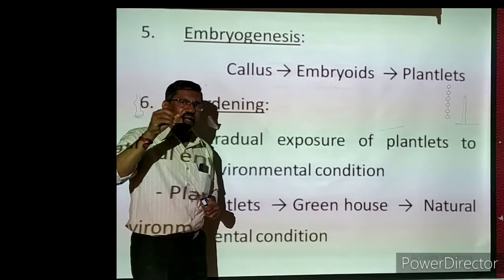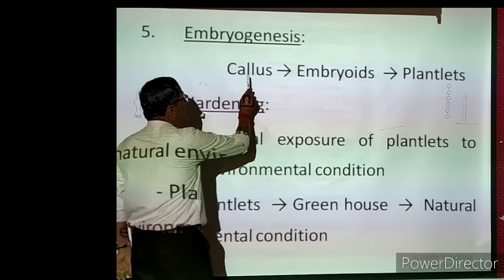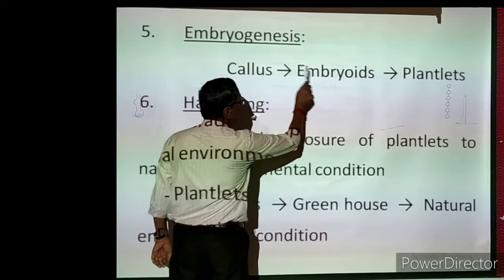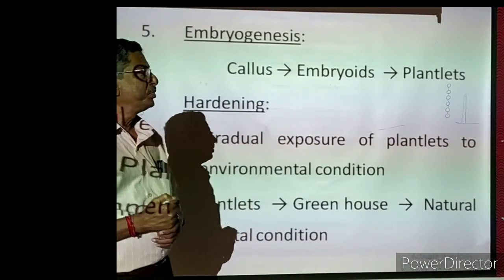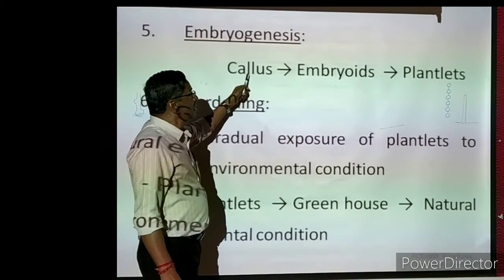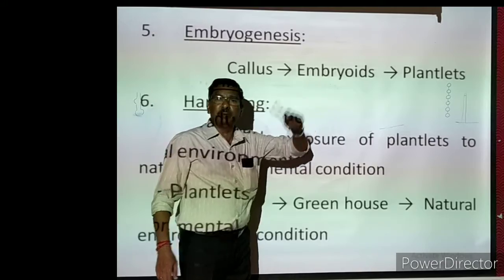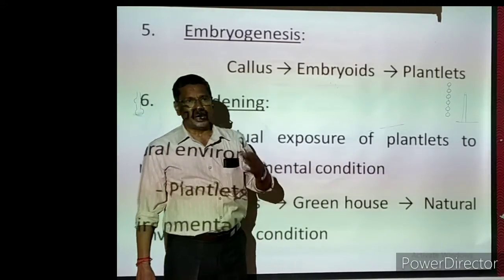Then we are providing culture medium, we are providing hormones, everything. Then each piece of the callus will develop into one embryoid. Embryoid means embryo. Suppose 10 pieces we are cutting from the callus, then 10 embryos will be produced. The 10 embryos only we are calling embryoids.